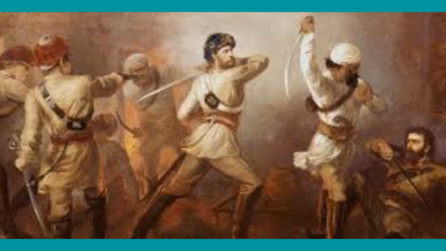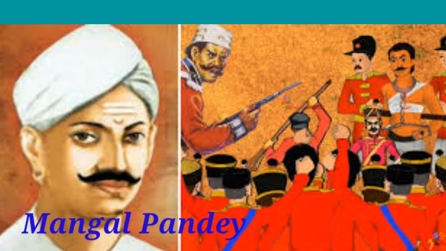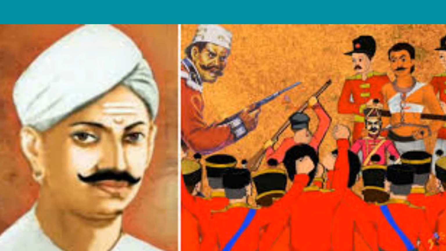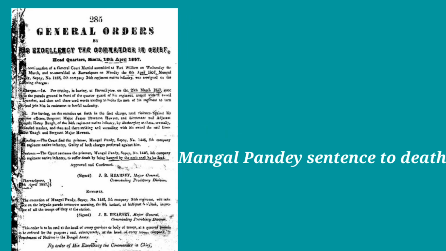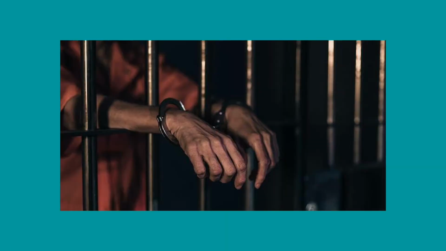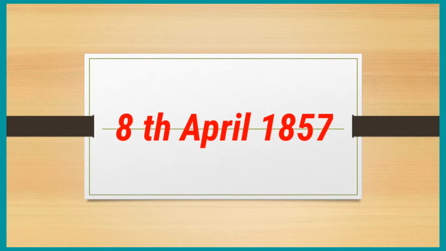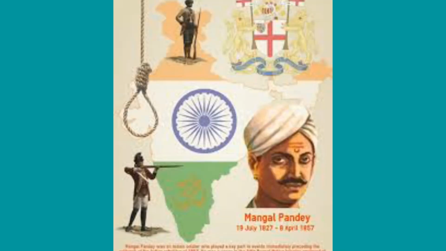Seeing all the brutal activities of the officer, Mangal Pandey was very angry and he started to attack his officer. He started to shoot at his officer. As a result, Mangal Pandey was executed for attacking his officer on 29th March 1857. Then he was put into jail, and later on, on 8th April 1857, he was hanged by the British officers.